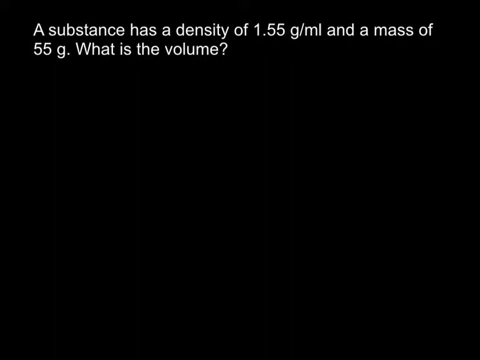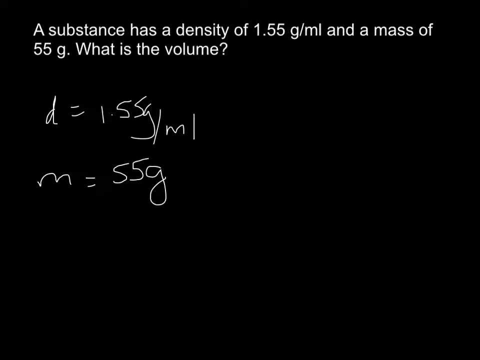So in this example, it says a substance has a density of 1.55 grams per milliliter and a mass of 55 grams. What is the volume? So let's write out what we know. We know the density equals 1.55 grams per milliliter, and we know that the mass is 55 grams. And what we're looking for is the volume. This is another one of those more difficult problems.